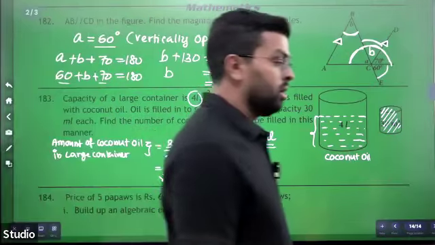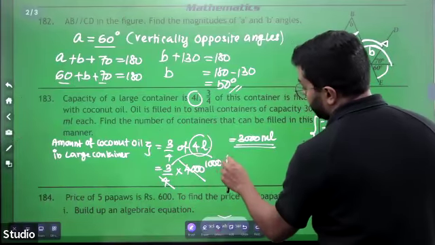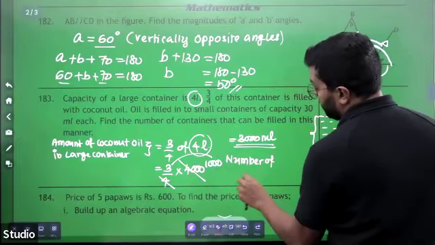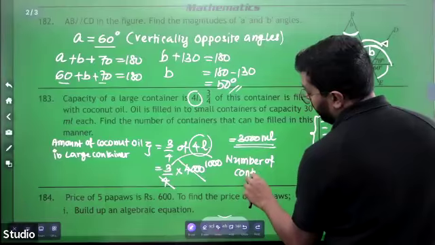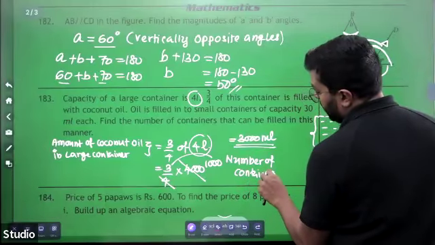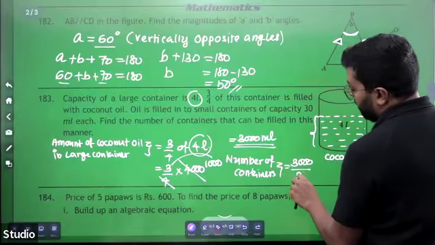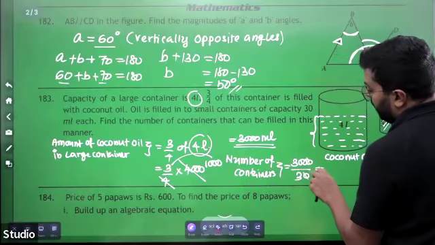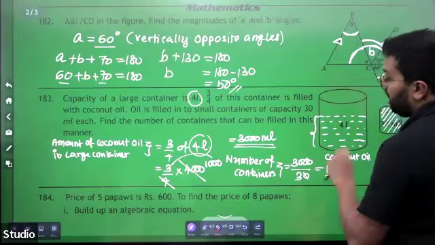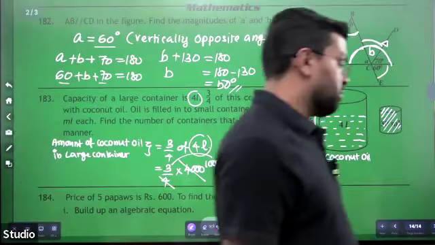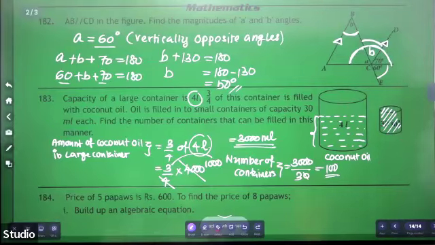Milliliter 3,000. So number of containers. Number of containers equals 3,000 divided by 30. We can fill, right? Find the number of containers that can be filled. So we can fill 100 containers like this.